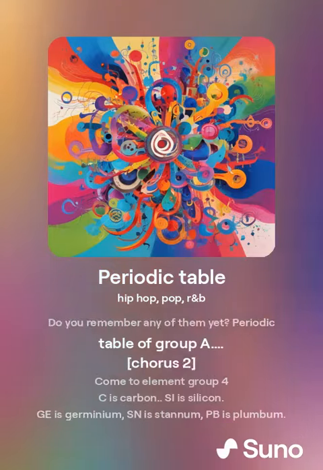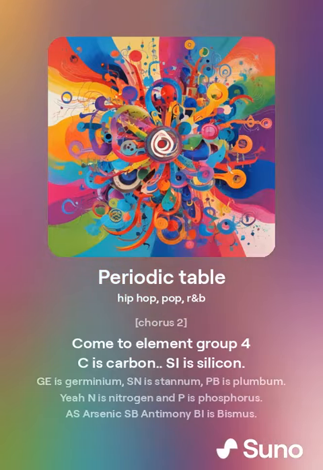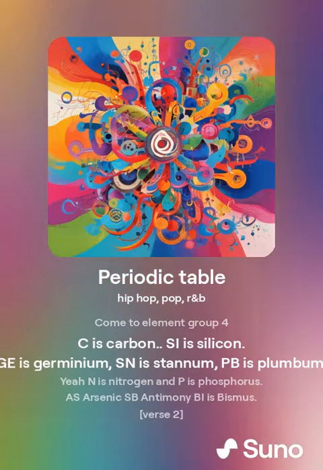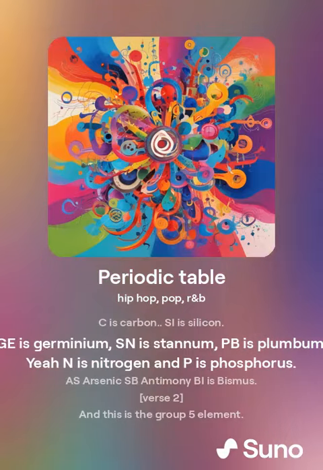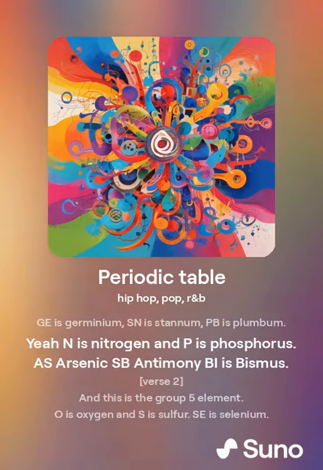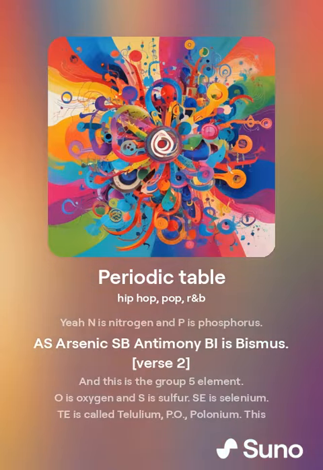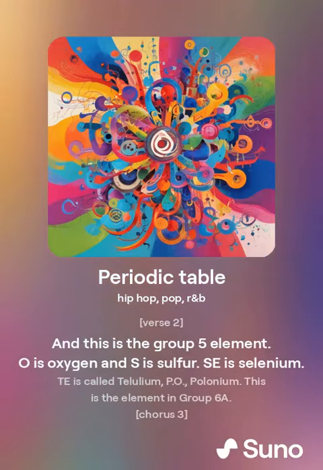Periodic table of group A. Come to element group 4. C is carbon, Si is silicon, Ge is germanium, Sn is stannum, Pb is plumbum. Yeah, N is nitrogen, and P is phosphorus. As is arsenic, Sb antimony, Bi is bismuth. And this is the group 5 element.